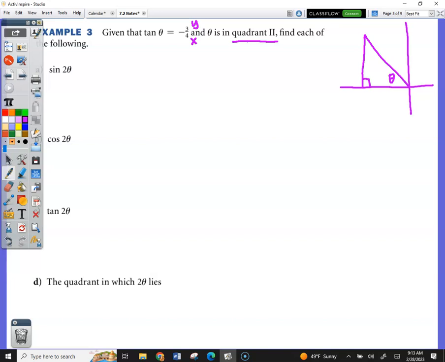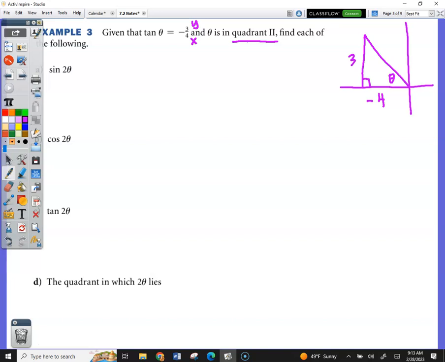Okay, so the y value is 3. The x value is 4. Here's the catch. One of them's negative. It doesn't tell you which one's negative. You have to know, oh, I'm in quadrant 2. What would be negative? The x would be negative. So you have to know where to put the negative.